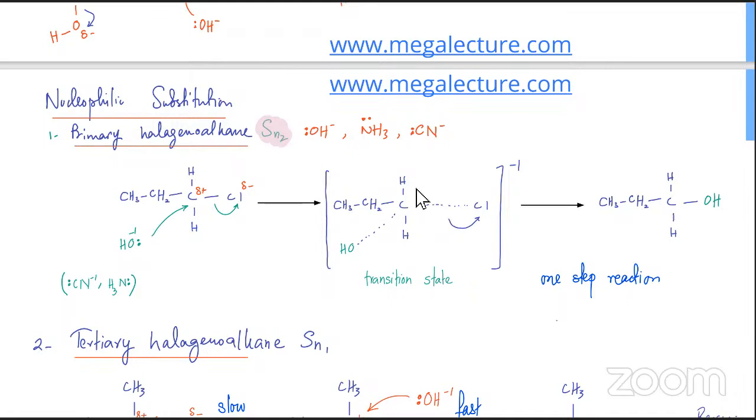Is this idea clear? In this particular mechanism, you're not going to get both optical isomers, because the OH is always going to attack from the left side.